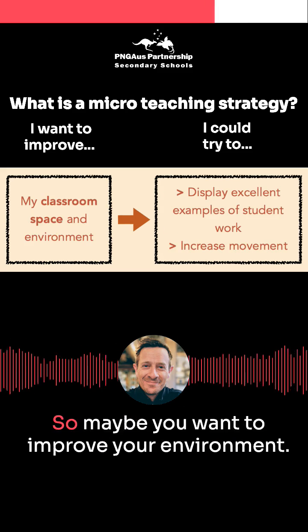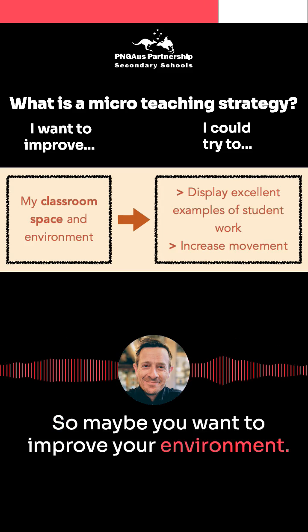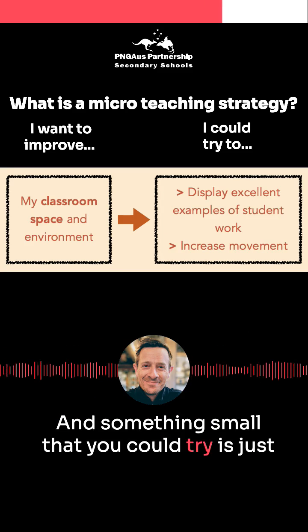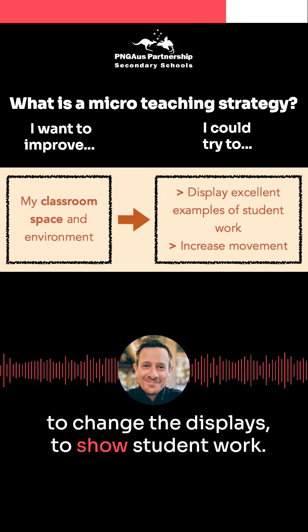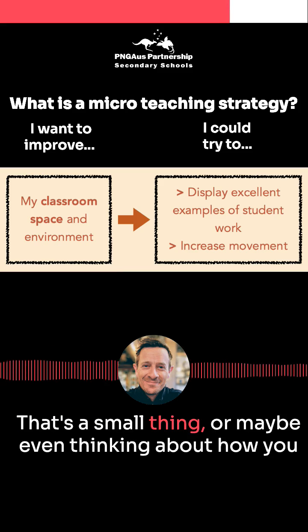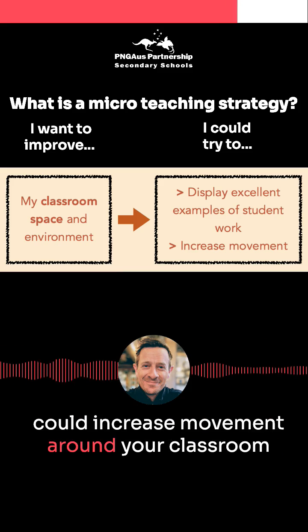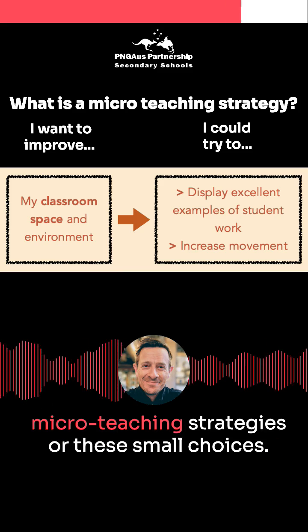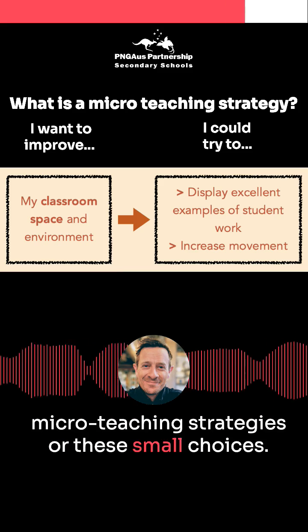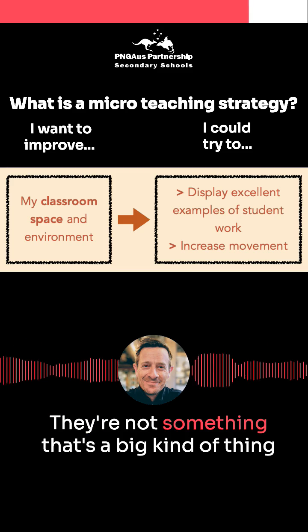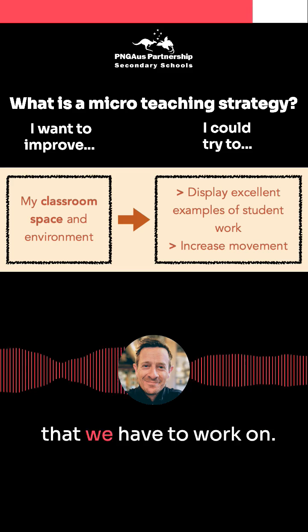My classroom space. So maybe you want to improve your environment, and something small that you could try is just to change the displays to show student work. That's a small thing. Or maybe even thinking about how you could increase movement around your classroom. Micro teaching strategies are these small choices. They're not something that's a big kind of thing that we have to work on.